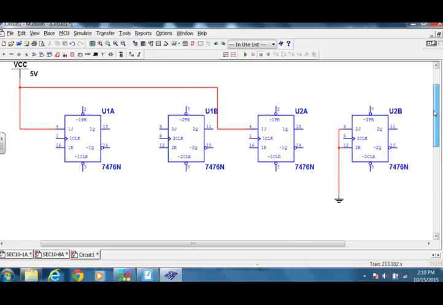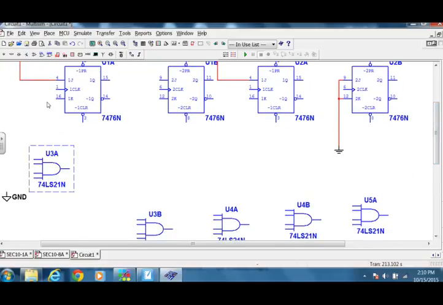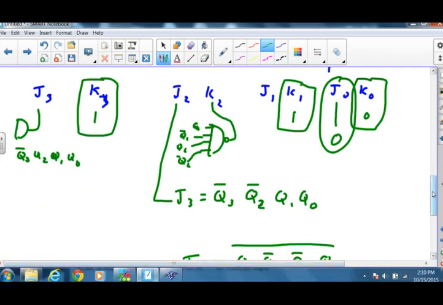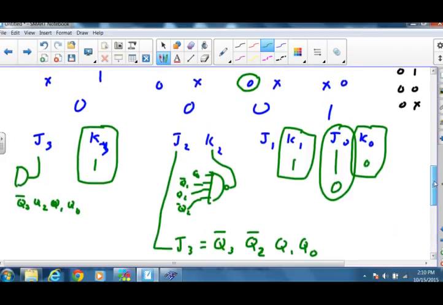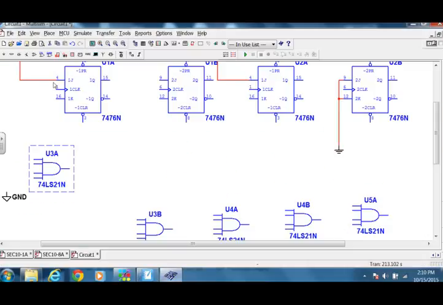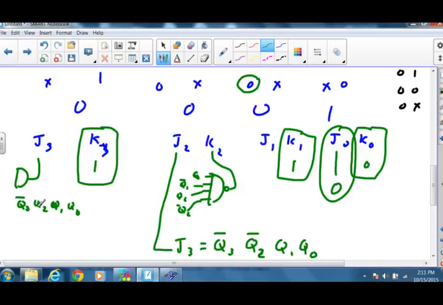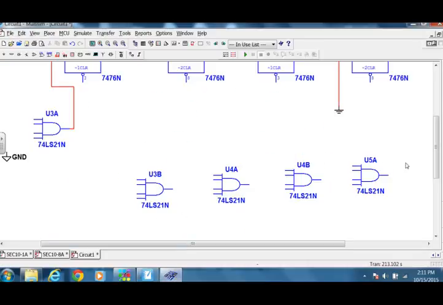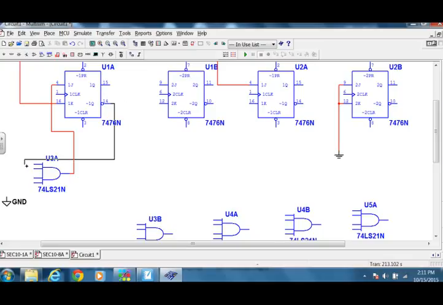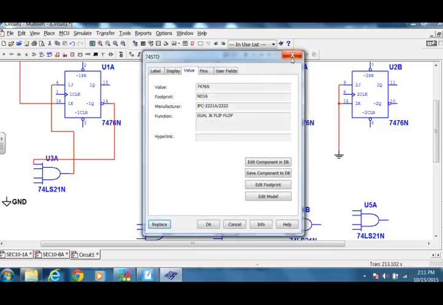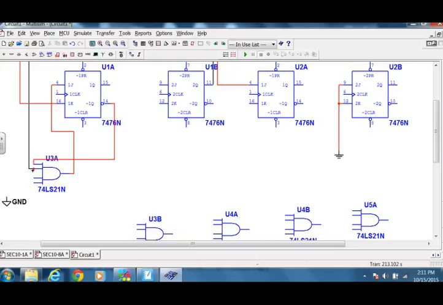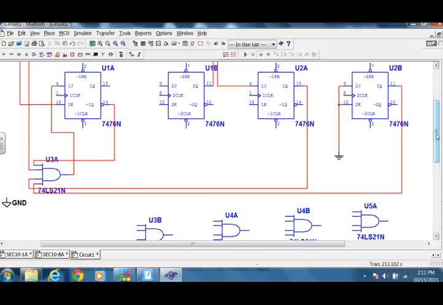All right, now, first guy we'll worry about is K3, sitting right there. And K3, J3, I hooked it up to the wrong spot. K3 is supposed to be 0. Okay, so this is K3. Boom. Okay. And it is supposed to be Q3 naught, Q2, Q1, Q0. Can I remember that long enough? Q3 naught. Q2, Q1, Q0. Now what is that? Okay, so that's okay.